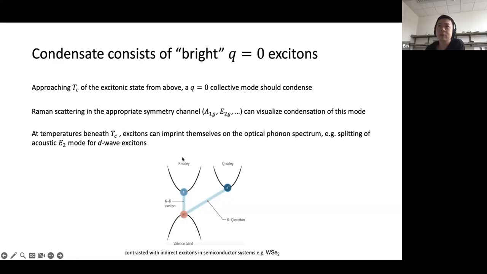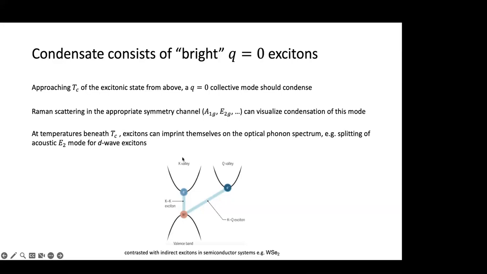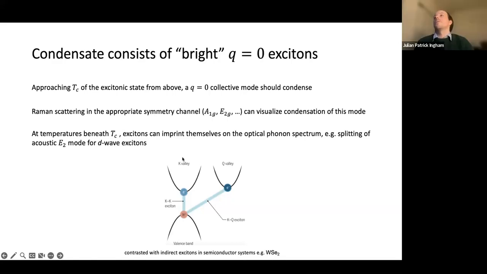Any other questions? Ming, can I ask a follow-up question? Okay, Julian. You mentioned this excitonic condensate order would break time reversal naturally. Is that correct? Then can you comment on what you expect to happen to the bands under an applied magnetic field?